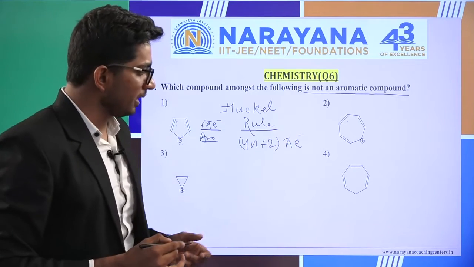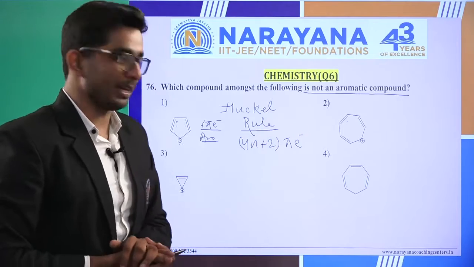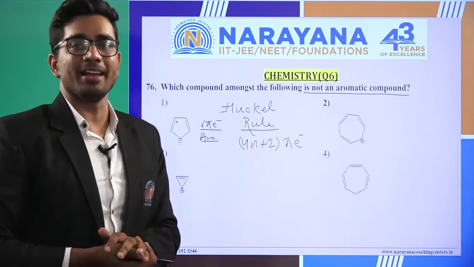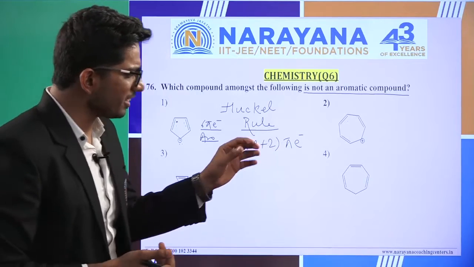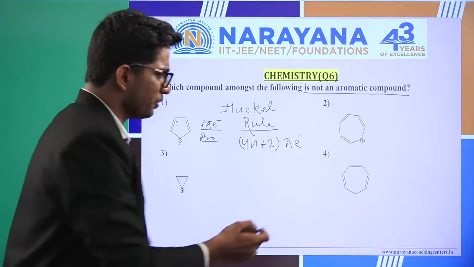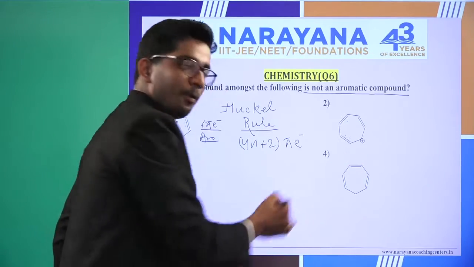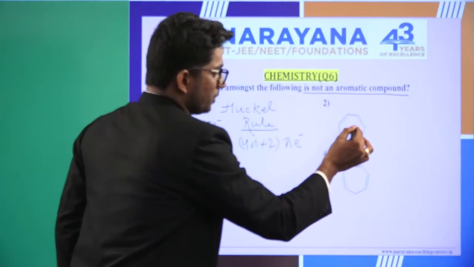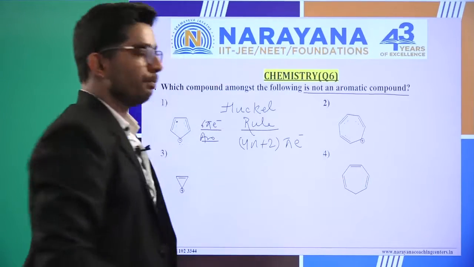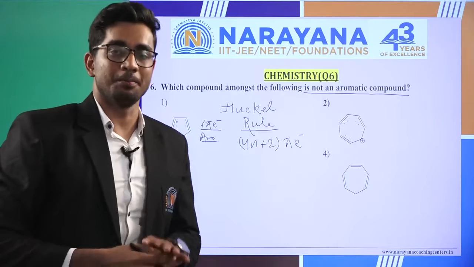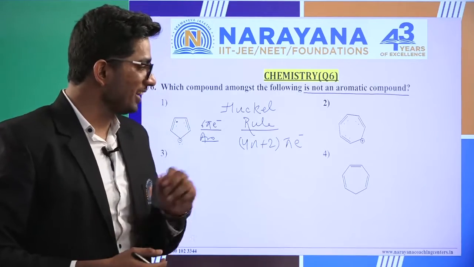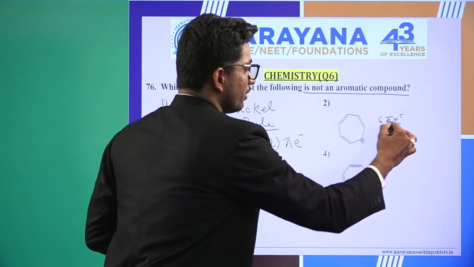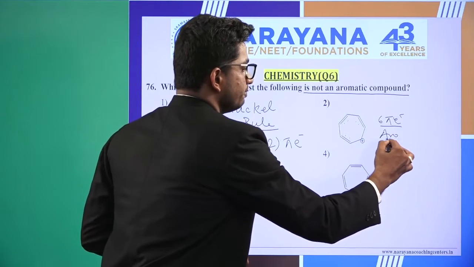Here, if you will see, again there is the planarity and complete conjugation of the charge and the pi electrons. So here, if we will count the number of pi electrons, you can see each double bond will have 2 pi electrons, and this will have again 2, and this will have 2, and positive charge means vacant orbital, means there is no electron. So how many electrons are there? It is 6 pi electrons. Again this compound is aromatic.